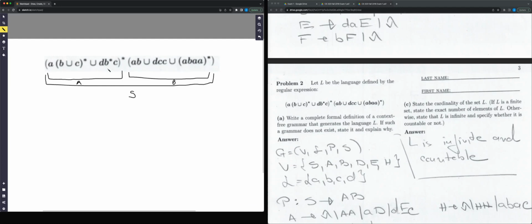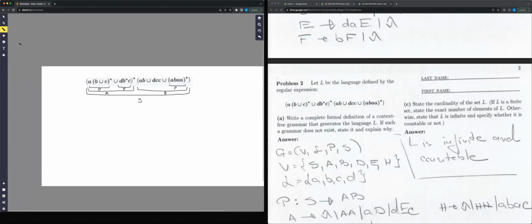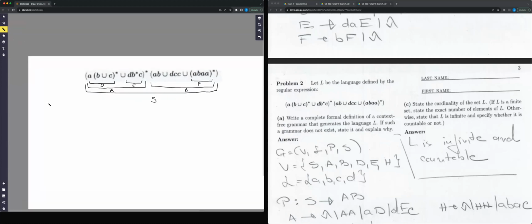But A has a star, so what's inside of A? We have this part here, which let's call D. And then, or we could have this part here. Let's call this E. And then in B, we have three options, either this, this, or this. These are simple to write. This one requires definitely another variable, so let's call this F. And if we need more variables, we'll come back and fix it. But for now, this looks good. It doesn't actually, we'll definitely need more variables, but it's intentional.